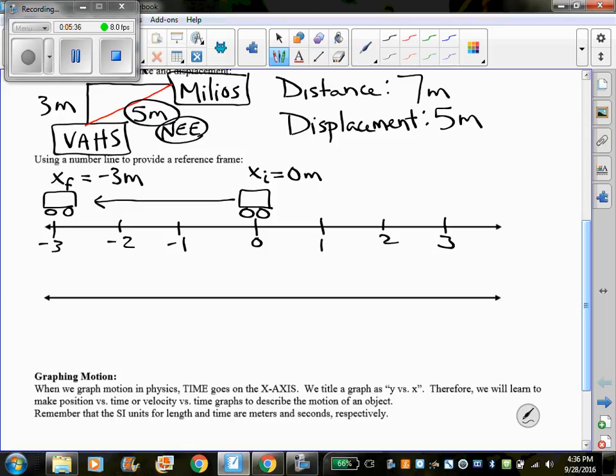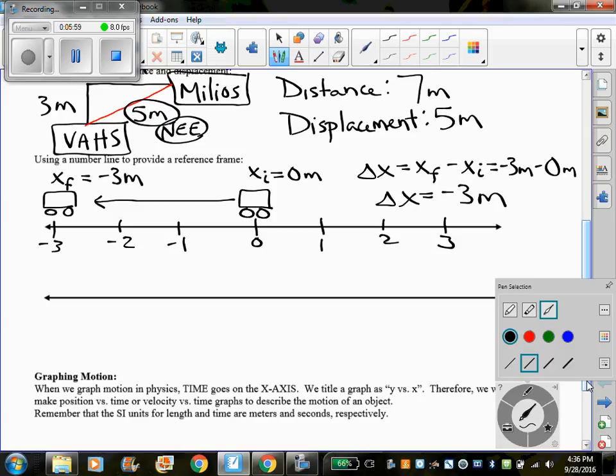If I ask you what is the displacement of this car, well, to get the displacement, we have to take the final position minus the initial position. So we would have -3 meters minus 0 meters. So our displacement is going to be -3 meters.